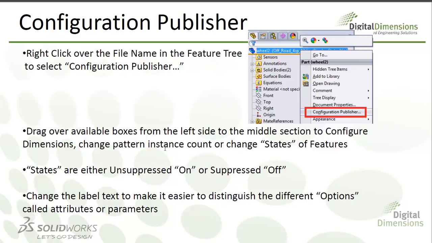And it can be things like changing the pattern instance. You can also change the dimensions. The states are either going to be unsuppressed or suppressed. So unsuppressed is on, suppressed is off. And then you can change the labeling so that it's very easy to understand what you're selecting. Very similar again to what the toolbox interface looks like when you're dragging in a fastener, if you've used that before. So now I'm going to go back over to SOLIDWORKS.